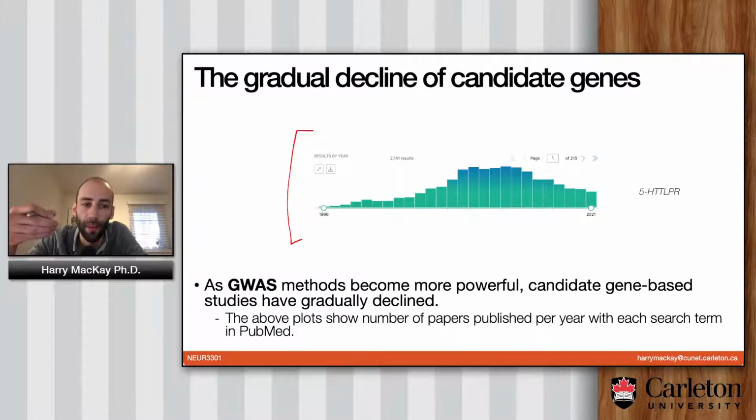And the big problem that we saw in the sort of pre-genomics era and the early 2000s was that people were very excited to discover the genetic basis of mental illness, and any little hint they found was treated with a great deal of undue reverence and celebration. Over the years, this has gradually faded away. So I just thought I would post here a plot showing the number of papers that come up every year with this search term in PubMed, 5-HTT-LPR.